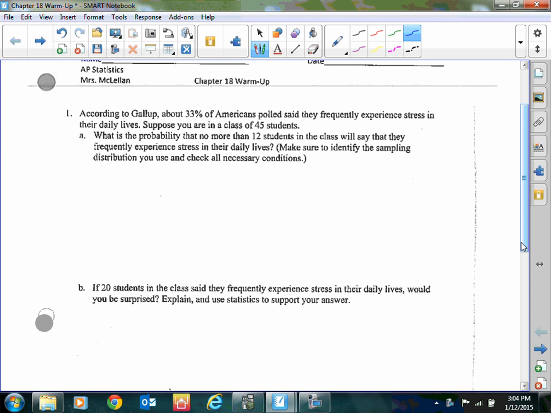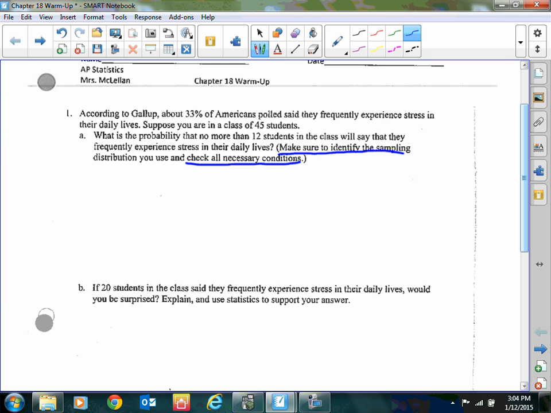So it says, according to the Gallup, about 33% of Americans polled said that they frequently experience stress in their daily lives. So suppose you are in a class of 45, so that would be your sample. And what's the probability that no more than 12 students in the class will say they frequently experience stress? All right, so it says, make sure that you identify the sampling distribution and check the necessary conditions. So it's telling you to make sure that you do that.